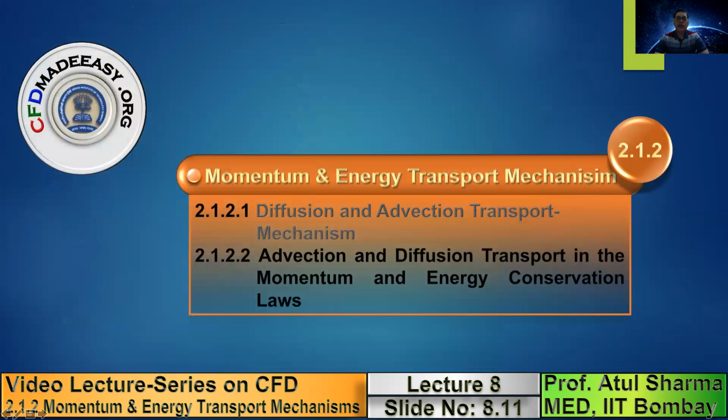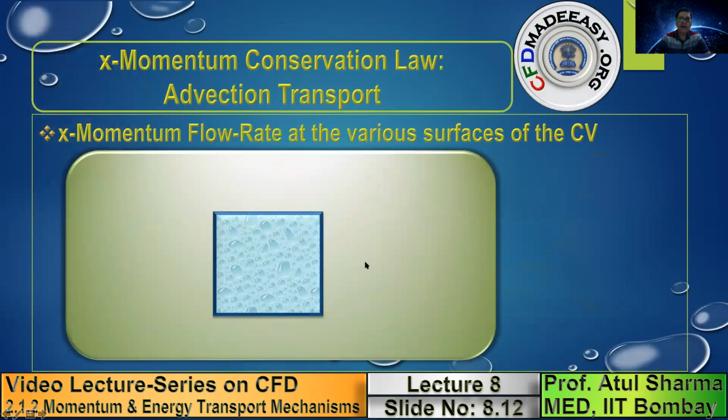Now I will present a schematic representation of the advection and diffusion transport in the momentum and energy conservation laws separately. Let us first start with the X momentum conservation law. Note that, as I had mentioned, whenever we talk about any transport process, there is a driver and there is a passenger. And in the advection transport, the driver is the mass flow rate.